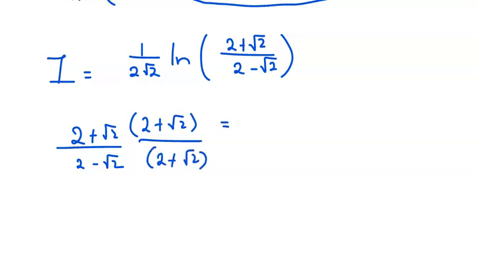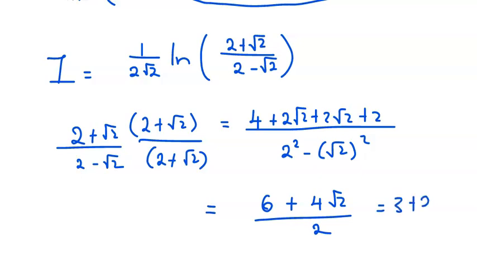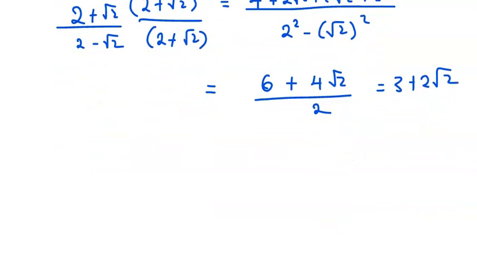So up here, what are we going to have? So 2 times 2 will give us 4 plus 2 root 2, right? Plus 2 root 2 and then plus 2. Then divided by the difference of squares, which is going to give us 2 squared minus root 2 squared. So this is going to be equal to 6 plus 4 root 2, divided by 2, which will give us 3 plus 2 root 2. So finally, we have our solution.